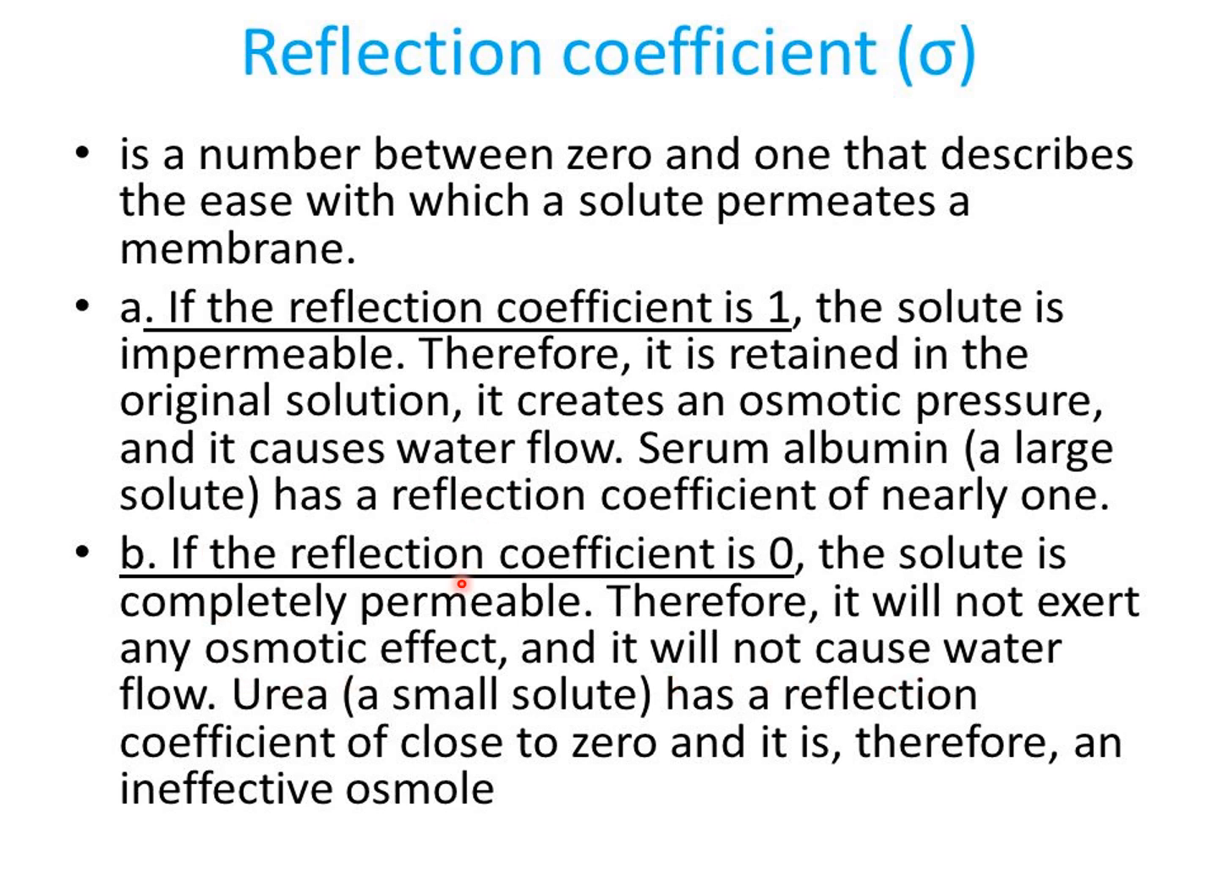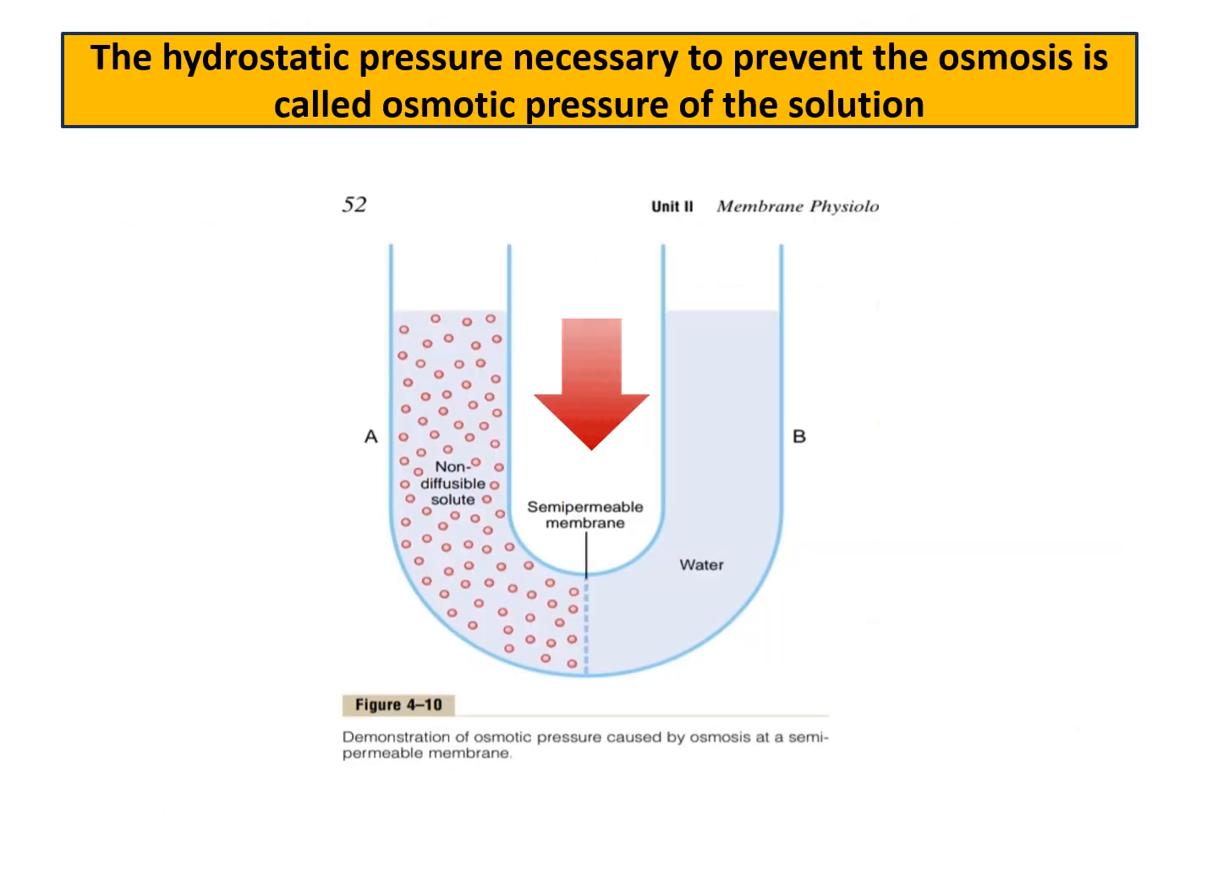So osmosis, we can say, is proportional to the concentration gradient of the solvent as well as to the reflection coefficient of the membrane. Now, there is a tendency for the movement of certain solvent particles to a region of greater solute concentration. So in this direction the movement is happening. The solvent is greater here, so it will move in this direction.